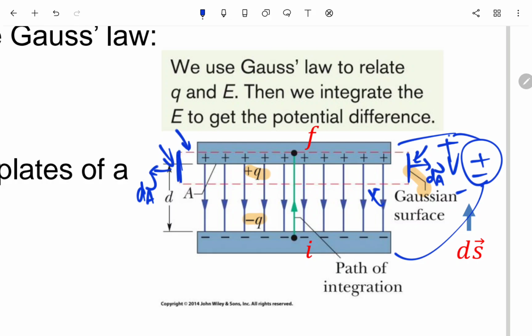So what we only need to consider is the top surface of this Gaussian surface. This is the first one, and this is the second one. For the top one, this one is inside the conductor, and as I have mentioned previously, inside the conductor there won't be any E field. So for the top surface of this Gaussian surface, it won't contribute to the E dot dA either. The only surface that will contribute to Gauss's law is this one.